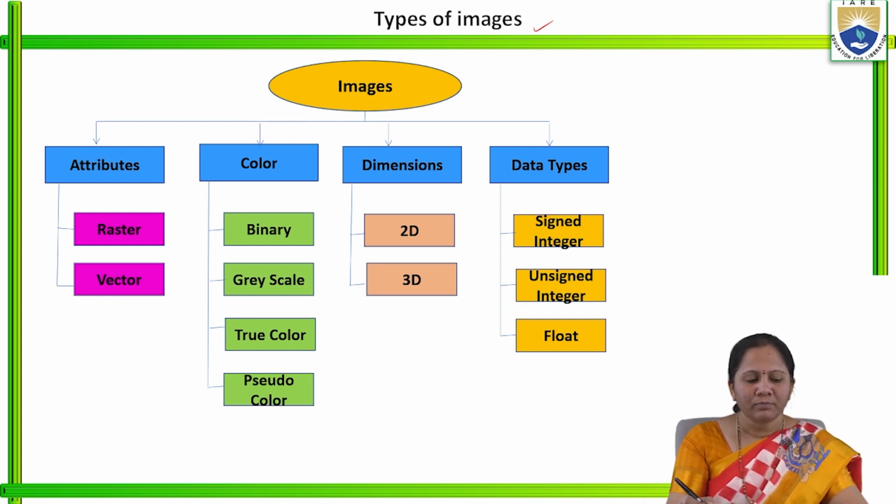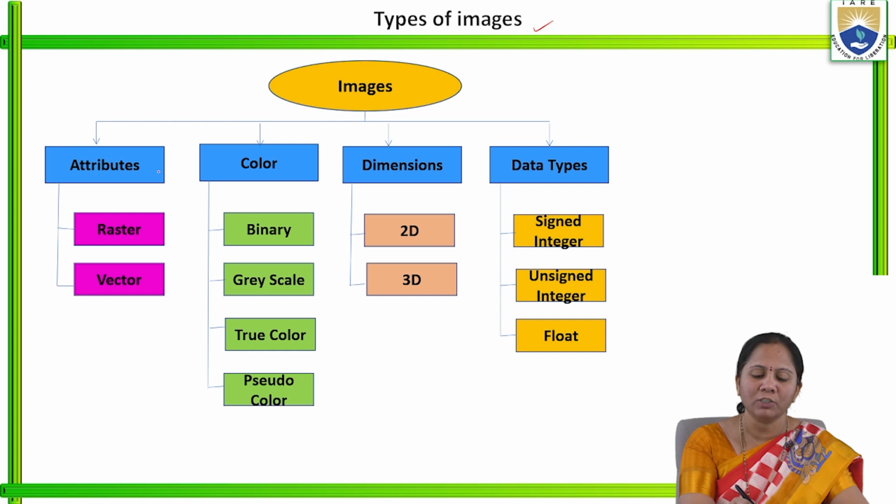So here, we have different types of images. That means images based on the attributes, images based on the color, images based on dimensions, and images based on data types. Again, we will discuss all these types in detail.